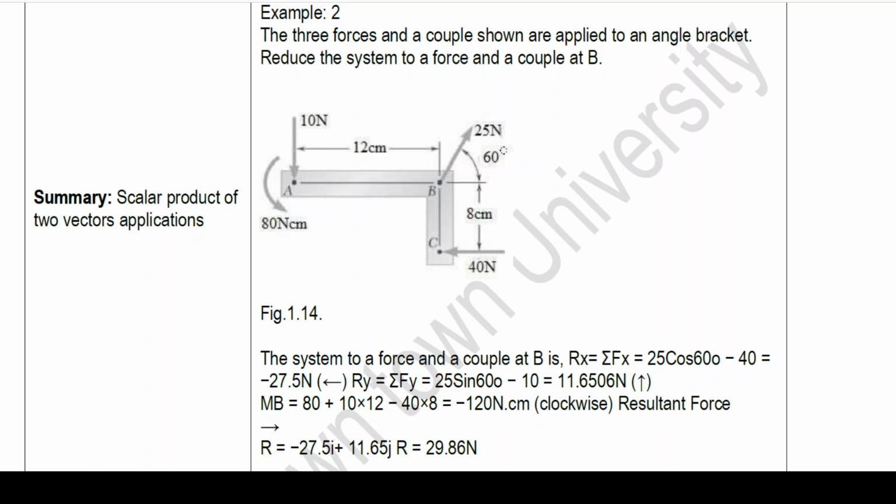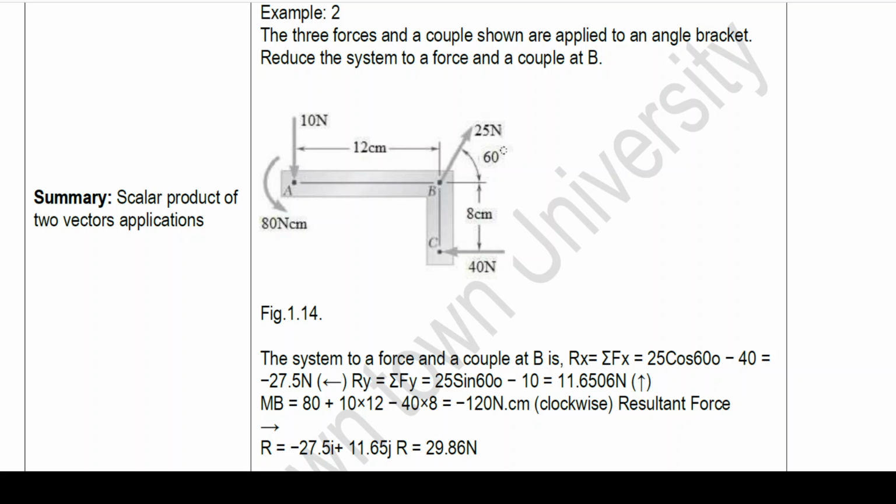Okay, hello everyone. So let us discuss the following example. Now, in this example, a question is given. The three forces and a couple as shown are applied on an angle bracket. Now, we have to reduce the system to a force and couple at B. That means we have to resolve all the components and make it in how it will appear in B.